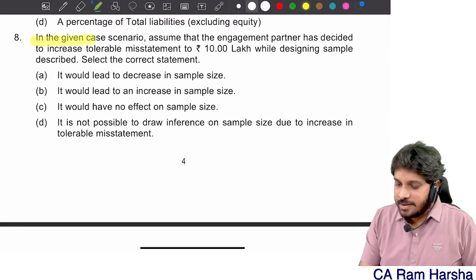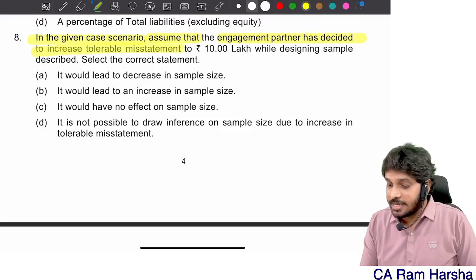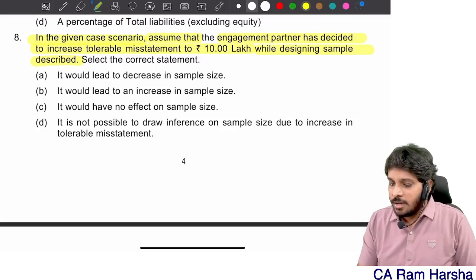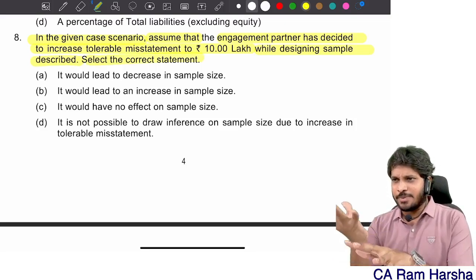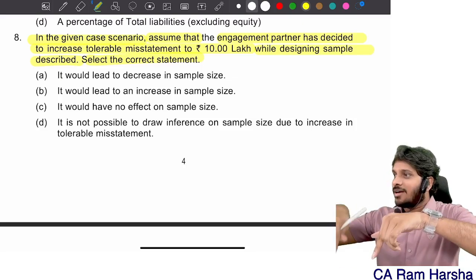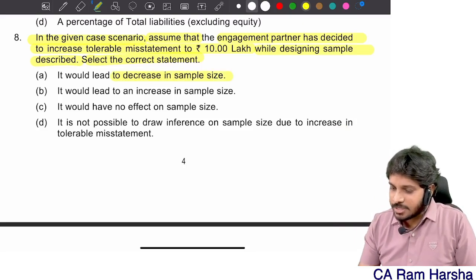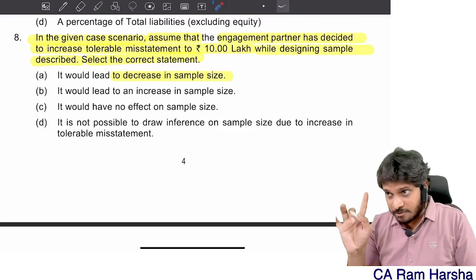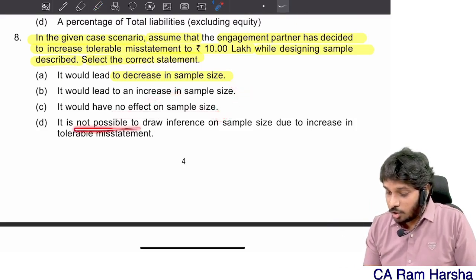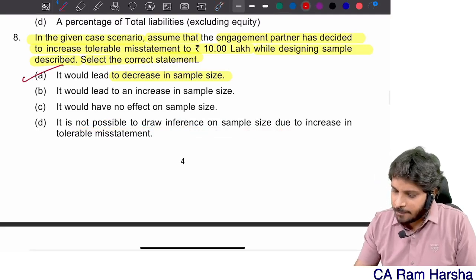Further, in the given scenario, assume that the engagement partner has decided to increase the tolerable misstatement to 10 lakh. While designing the sample, select the correct statement. Increase in tolerable misstatement means risk is low, which means sample size will decrease. It would lead to a decrease in sample size, but don't conclude the answer now itself. You may see increase in sample size wrong, no effect on sample size wrong, not possible to draw an inference on the sample size. No. So the answer is A.